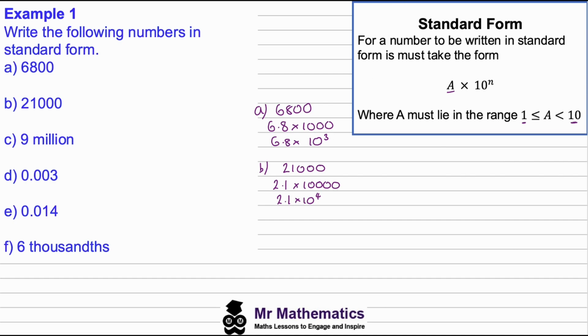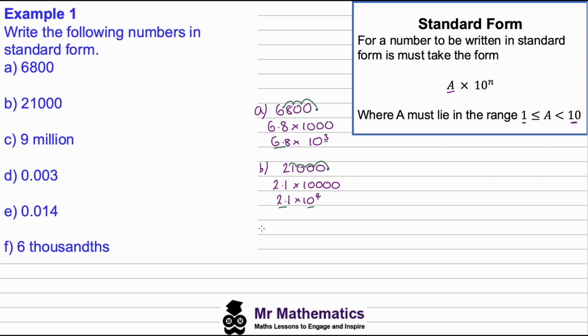Another way of working these out is we can think the decimal point is currently here, and we need to move it in this position. So we've got a number between 1 and 10. So we move it 1, 2, 3 places, which is why we get 6.8 times 10 to the 3. If we look at this example, we've got a decimal point here. We need to move it 1, 2, 3, and 4. So we get 2.1 times 10 to the 4. So there's different ways of doing this.